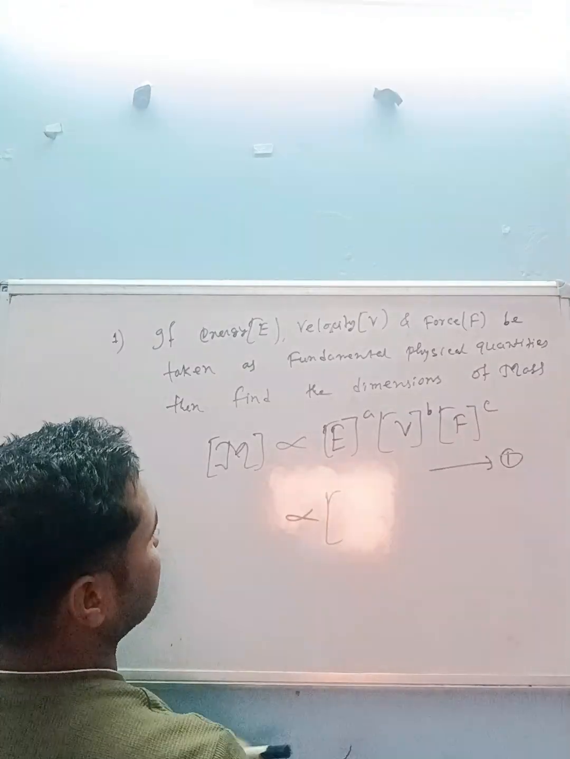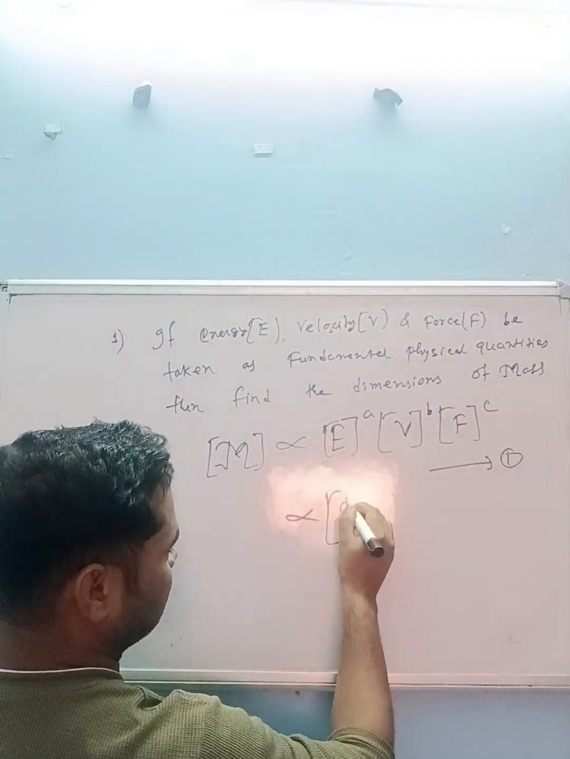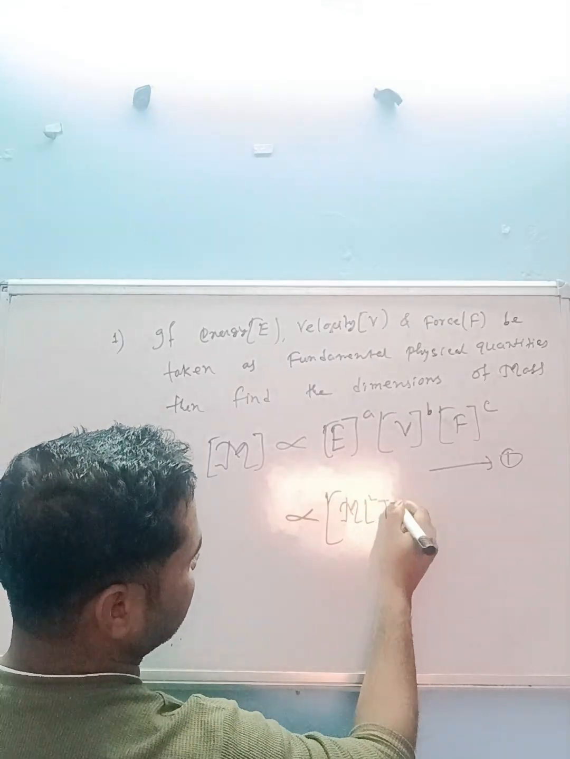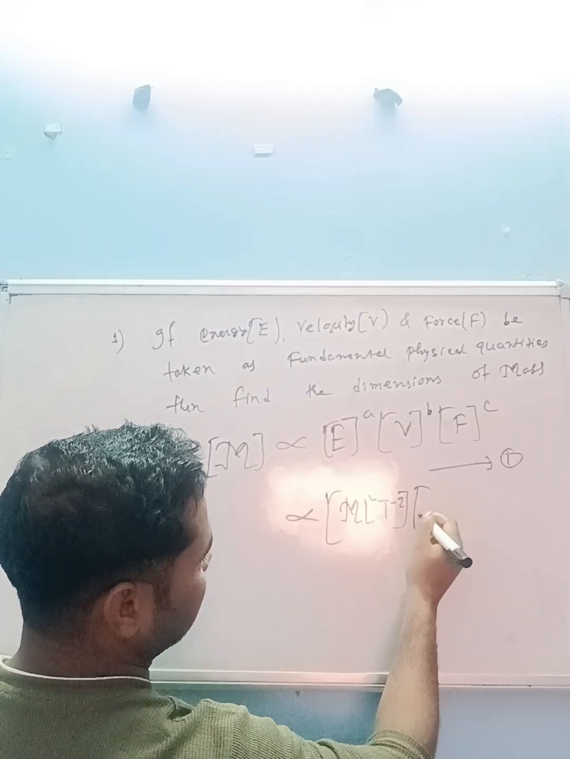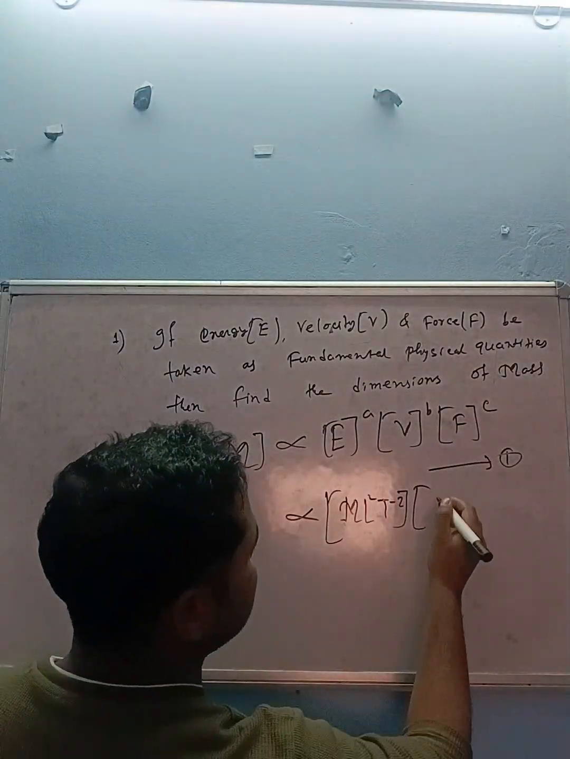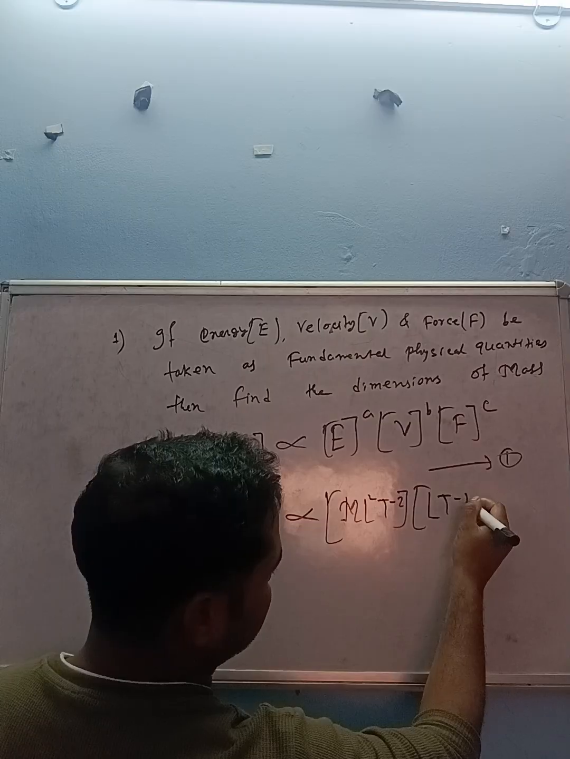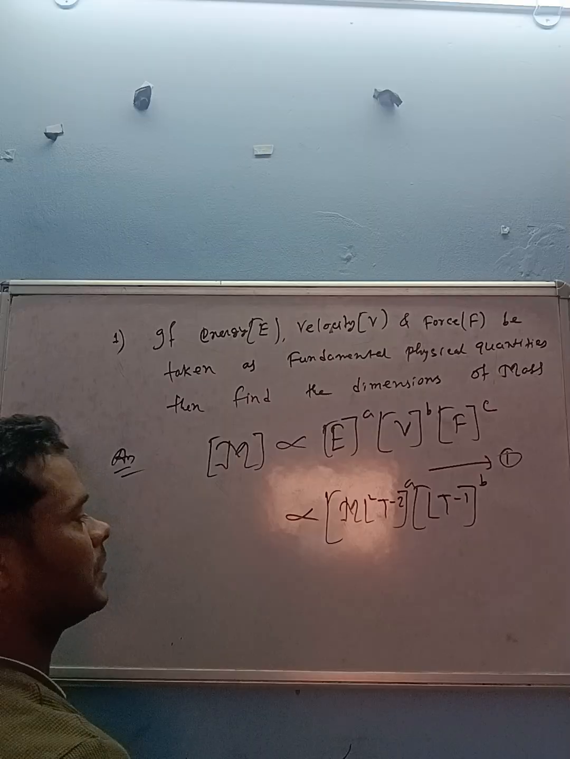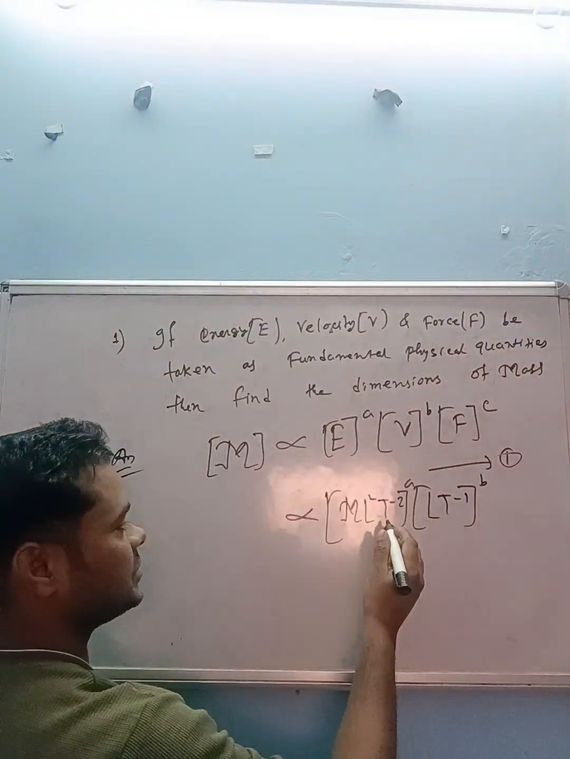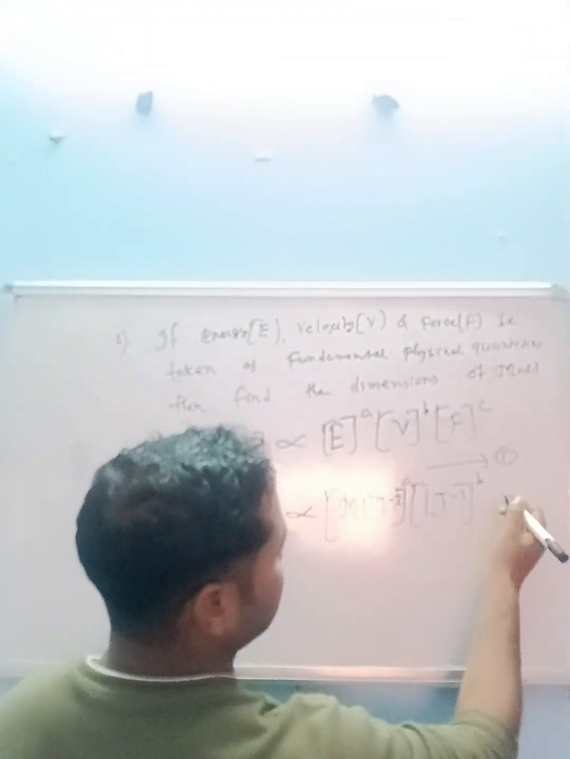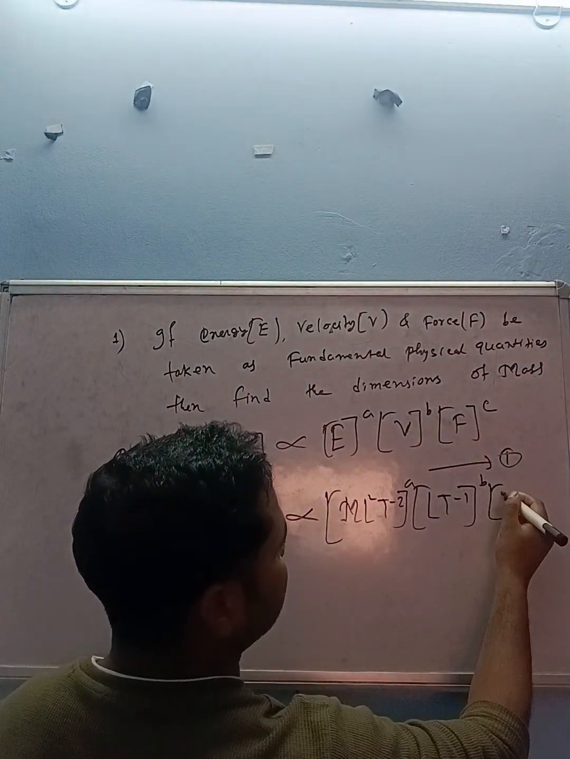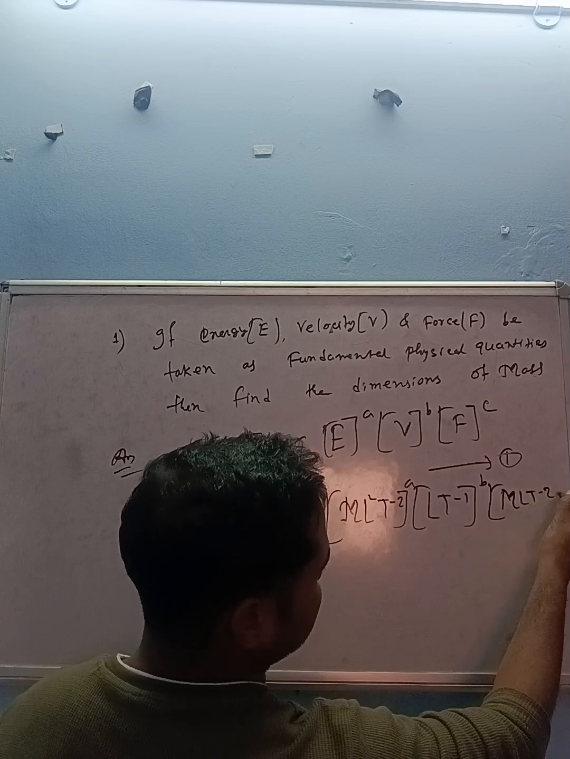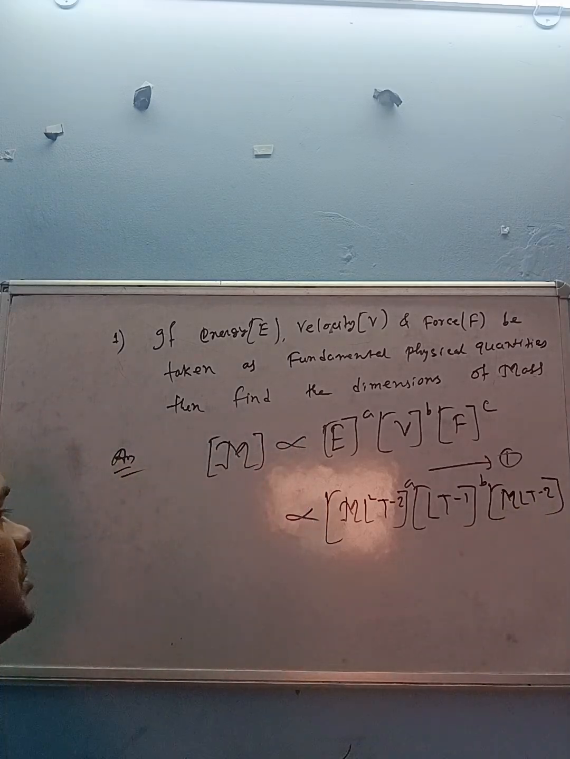First of all, what is the dimension of energy? The dimension of energy is M L squared T to the minus 2, and the dimension of velocity is L T to the minus 1, to the power a and power b, or you can say degree. And the dimension of force is M L T to the minus 2. Okay.